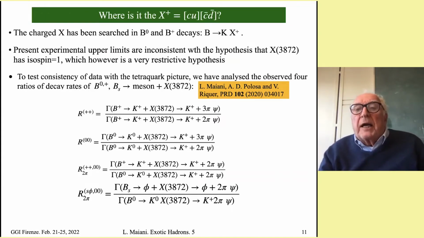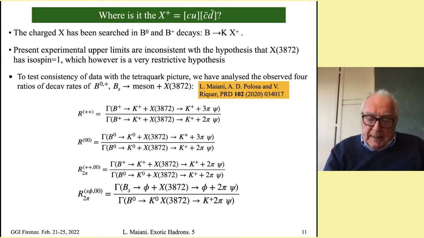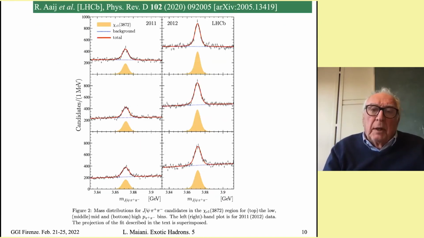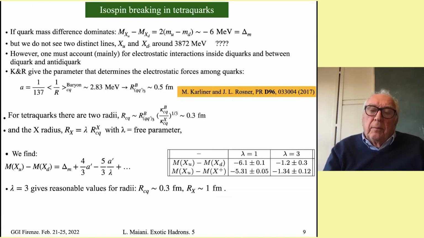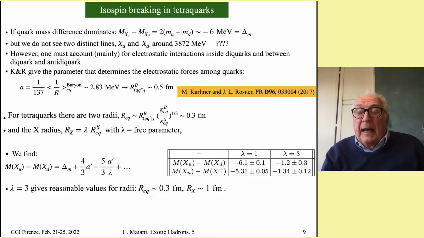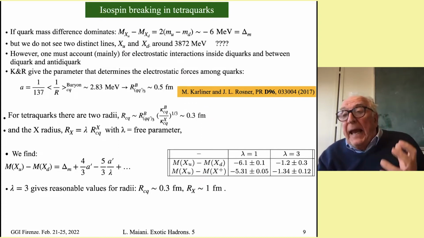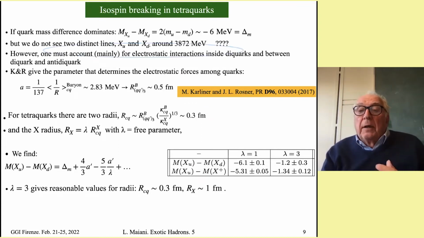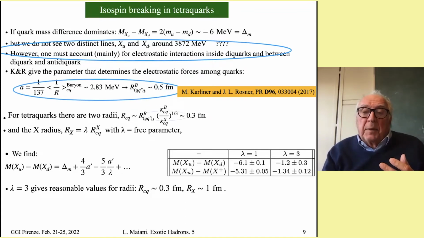Now, what about the charged one? Well, if you use the same mass formula, you can see, in fact, it was in my table, that we predict the X plus to be more than about 1.3 MeV larger than XU. And that means that its decay would be only J psi. Let me go now back.